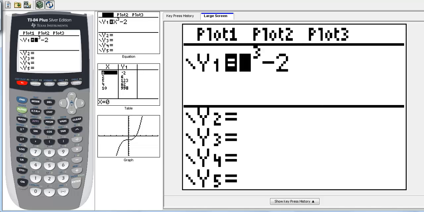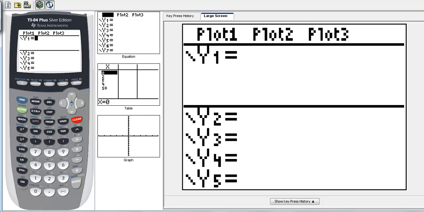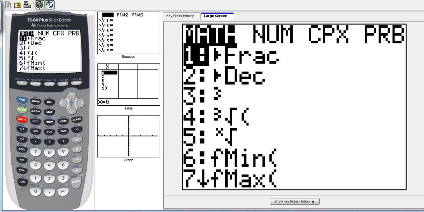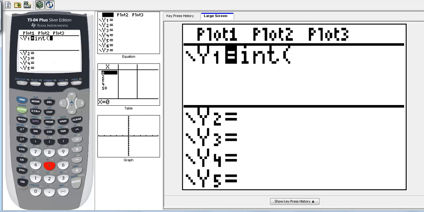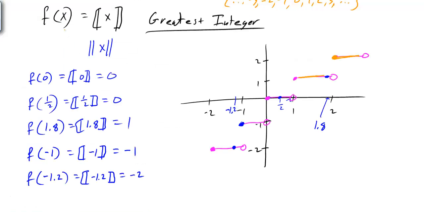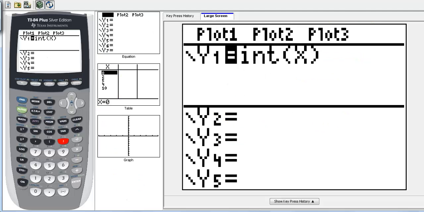If you go to y equals, and we want to look at the greatest integer, then we're going to go to math, and then over to number. And if you look down at number 5 here, number 5 says int, which is your integer, so I'm selecting number 5. And then we're going to select x and close the parentheses. So that means we're looking at this function here, f of x equals this greatest integer of x. So that's with this int parentheses x. We want to close the parentheses.